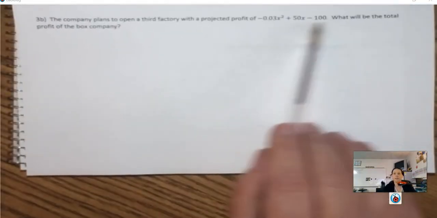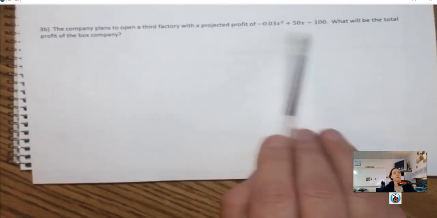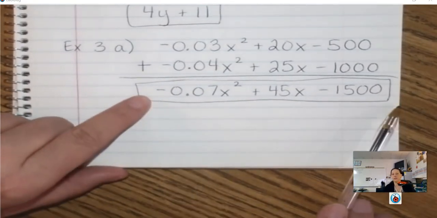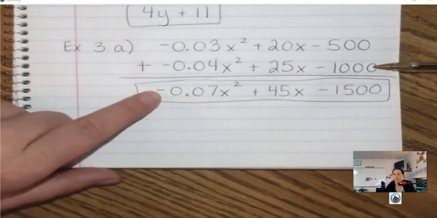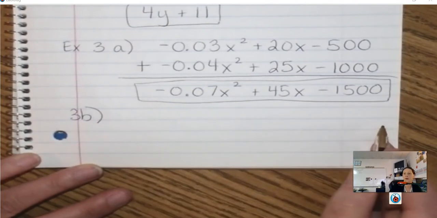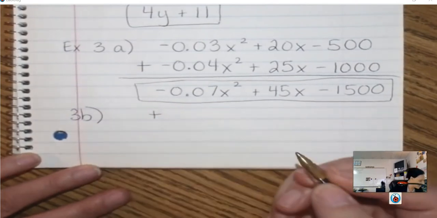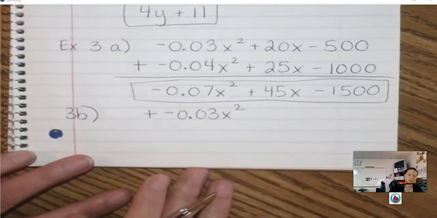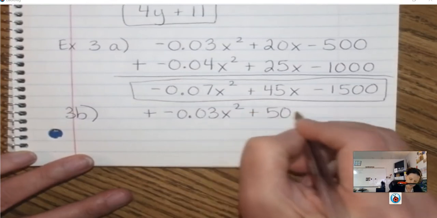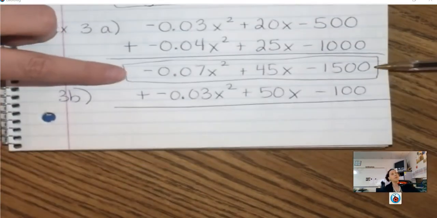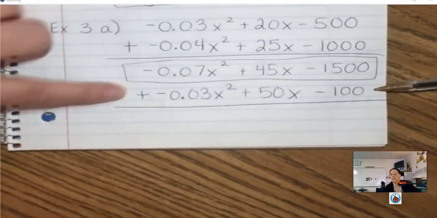And then it says, the company plans to open a third factory with this profit. What will the total profit be now? So now we're going to add the third company to this. So you have your answer from above. This is the total from company 1 and company 2. Now we're going to add a third company. So this is example 3B. I'm just going to put it right underneath it. That third company, we're going to add their profit, which is negative 0.03 x squareds plus 50 x's minus 100. So I'm going to take the total that I got from my answer above and just add on this next company.